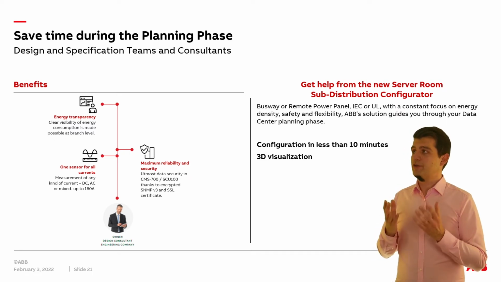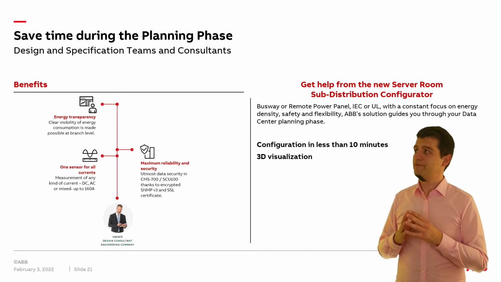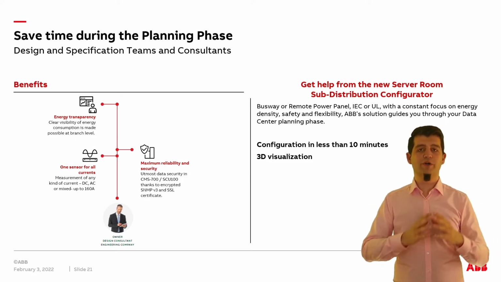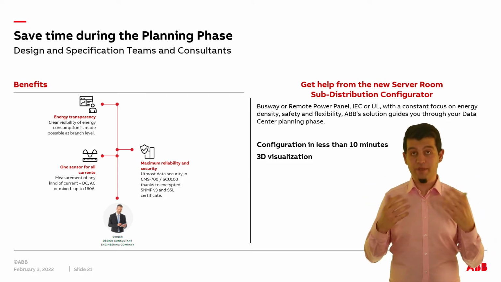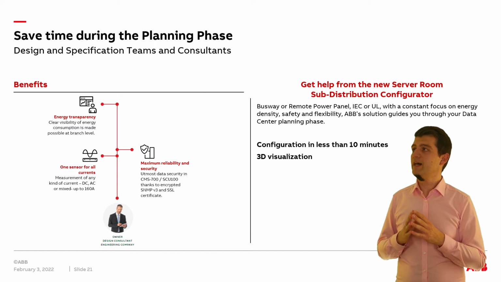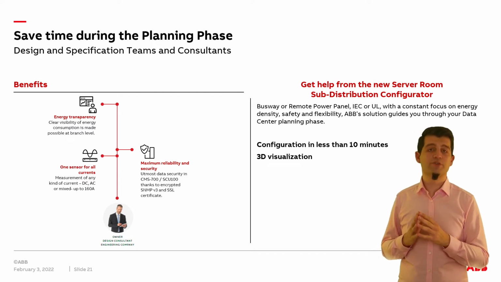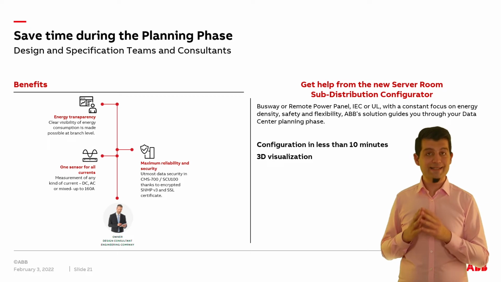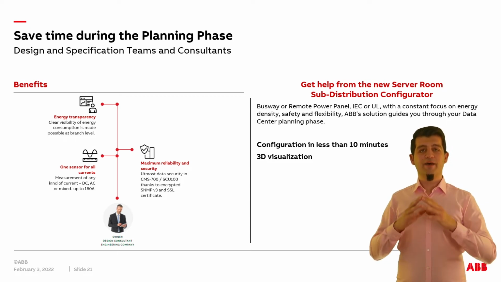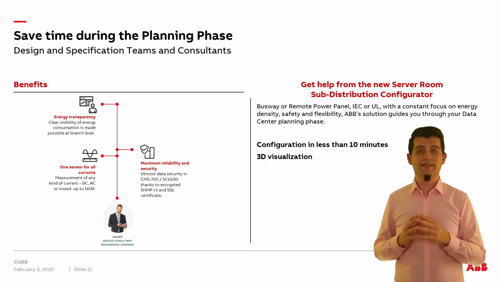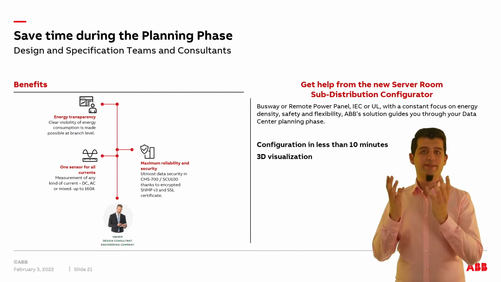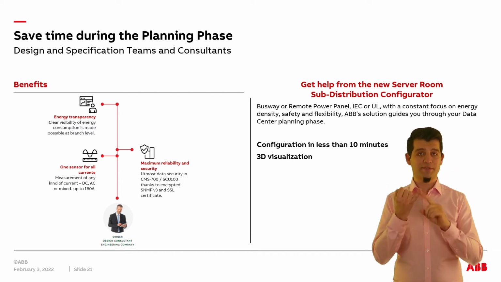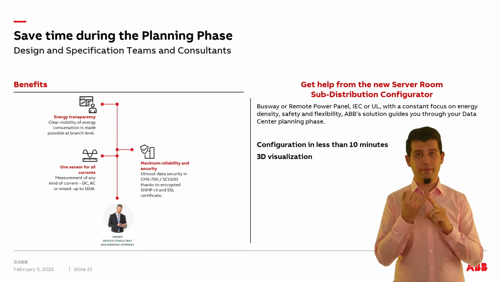The configuration of all these components into a remote power panel or busbar system can be complex, of course. We have built a tool called the Sub-Distribution Configurator. It enables you to configure in less than 10 minutes. The biggest benefit of this tool is that you will get a 3D visualization of what you have configured. Additionally, it saves time to create the first layout rapidly.